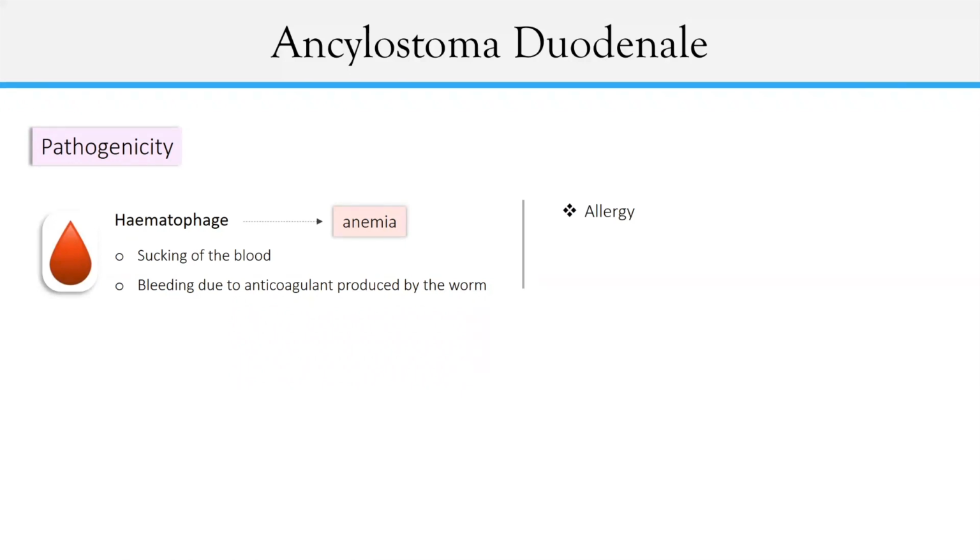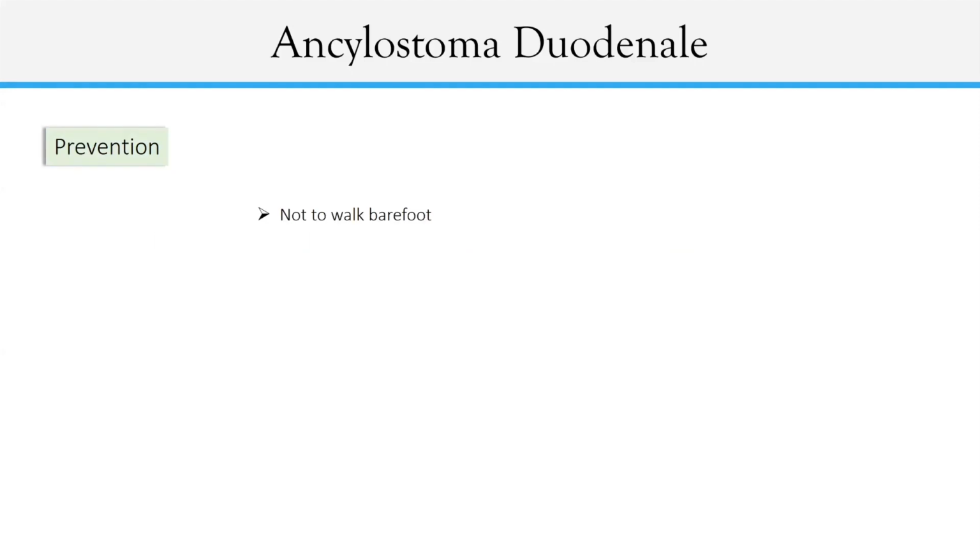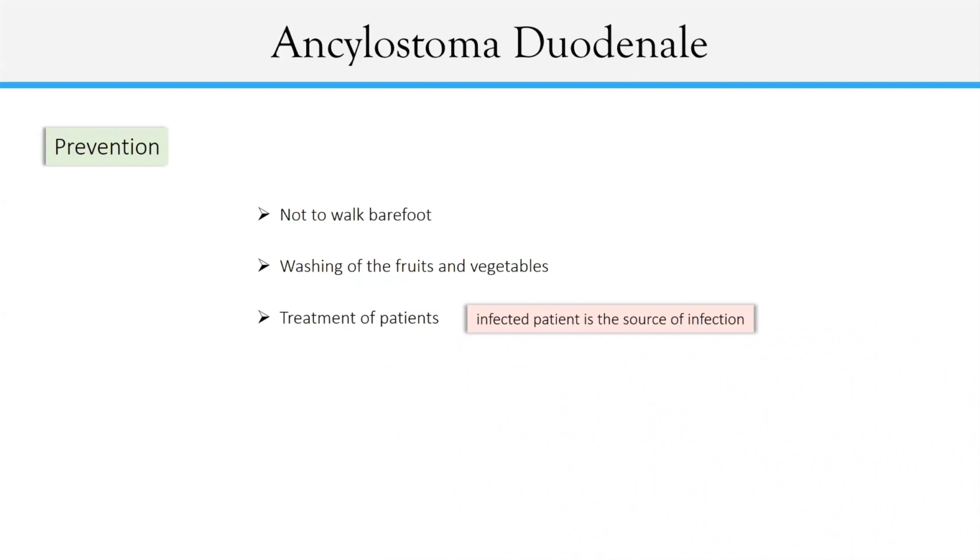Also, pathogenicity of Ancylostoma duodenale is associated with allergy, toxic damage, and mechanical injury. Diagnosis of this parasite is performed on the basis of microscopic examination of fecal material, which is done for identification of the eggs. Prevention: it is important not to walk barefoot. And also it is important, as in previous cases, to wash fruits and vegetables and treat patients, because an infected patient is the source of infection.